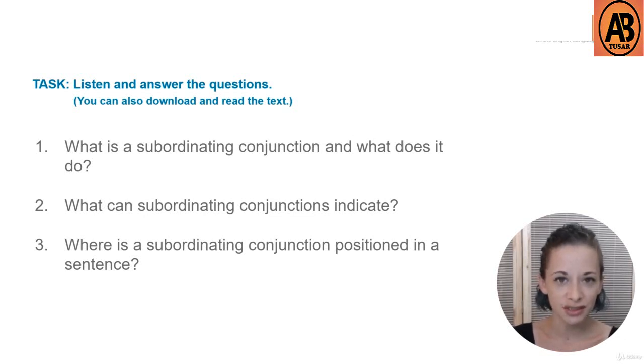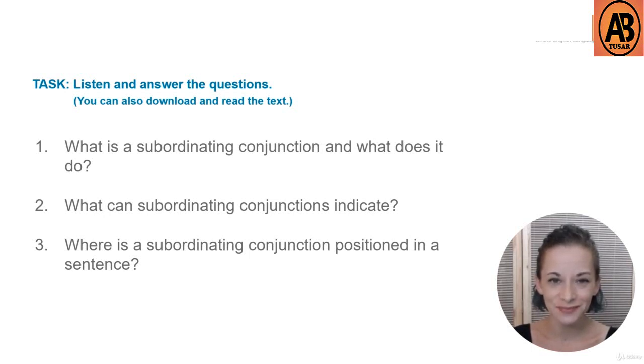A subordinating conjunction is a word or phrase that introduces a subordinate clause. Remember, a subordinate clause is a dependent clause, a clause that must connect to another part of a sentence. There are many subordinating conjunctions in the English language, and they are used to indicate different relationships, such as time, place, or cause and effect. In a sentence, the subordinating conjunction comes before the subordinate clause.